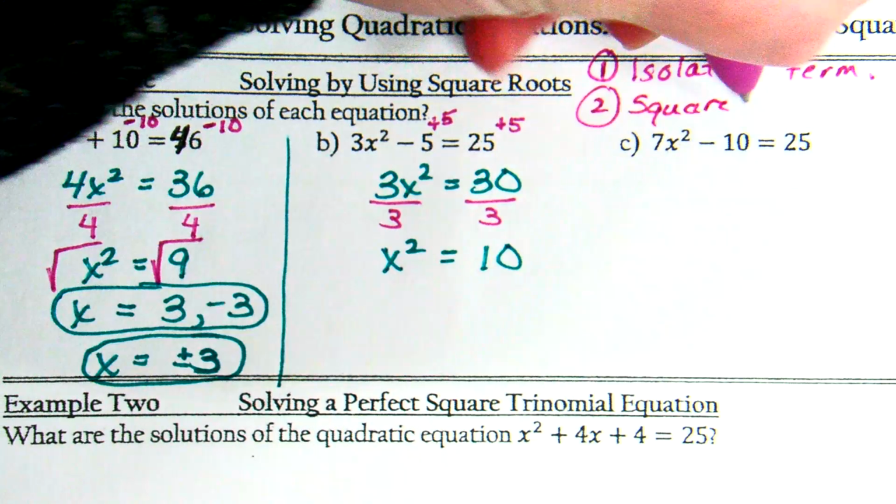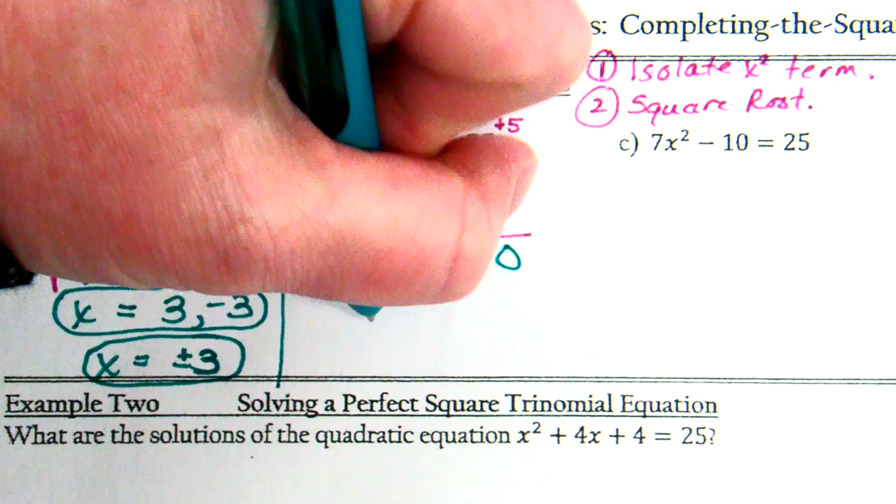Okay, so officially the next step is to square root. If it's x squared, how do you get x squared to become x? You take the square root. If we take the square root of the left, you take the square root of the right. Now, what is the square root of x squared? X. What is the square root of 10?